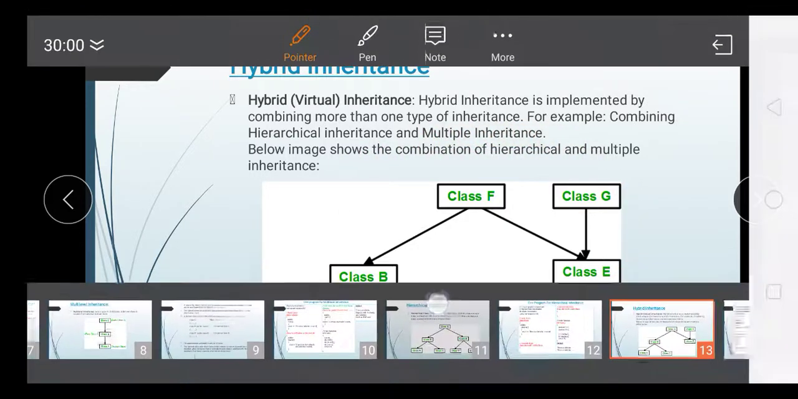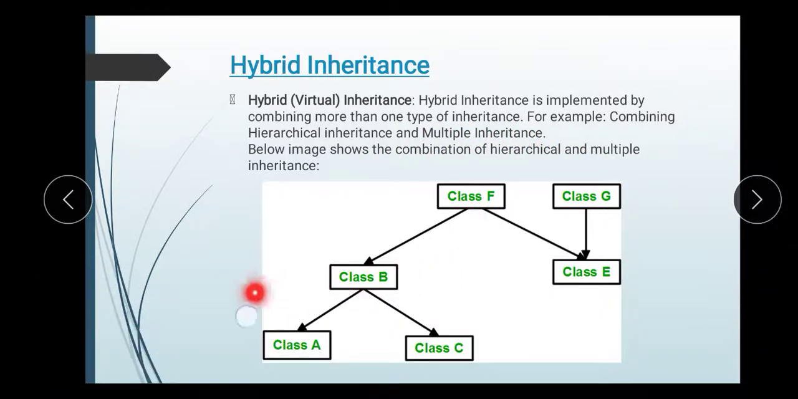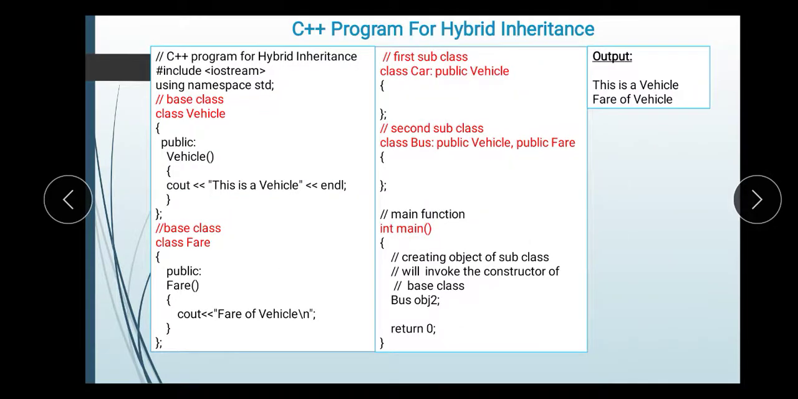If you look here, this is the hierarchical inheritance. In this case multiple derived classes inherit one base class, whereas if you look here, this case shows multiple inheritance. In this case multiple base classes are inherited by the single derived class. And this is a sample program for hybrid inheritance.